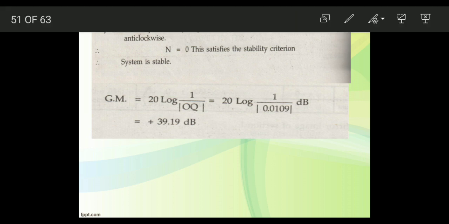Then step 7: the critical point −1 + j0 is getting encircled once in clockwise and once in anti-clockwise. That is why N is 0. This satisfies the stability criterion. The system is stable. Gain margin, how to find?